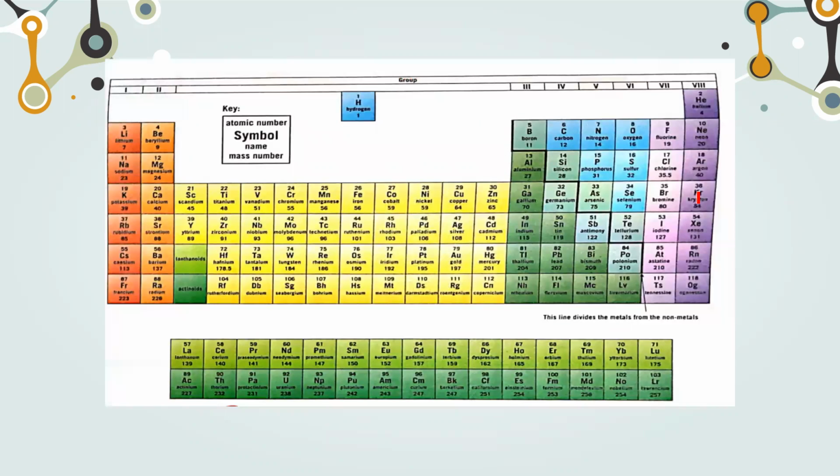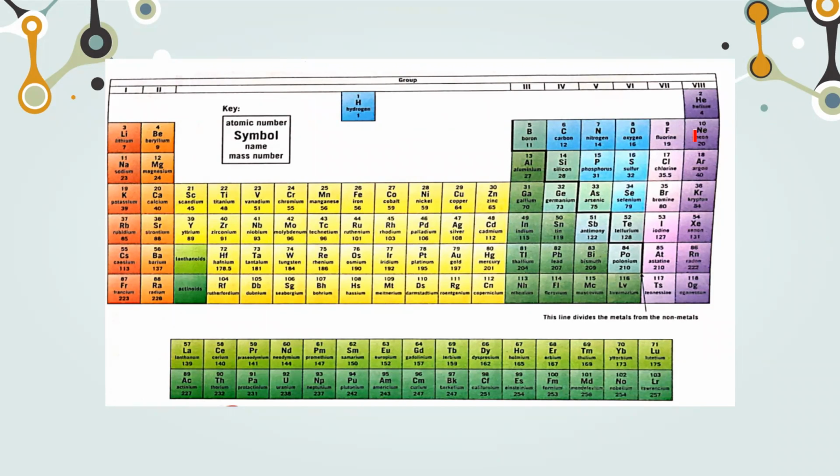Okay, so this is a periodic table. You can clearly see here. This is also called the first group. So they have only one electron in their outermost shell. The second group, they have two electrons in their outermost shell. The third group has three electrons in their outermost shell. The fourth group has four electrons, then five electrons, six, seven, and eight electrons respectively in their outermost shell.